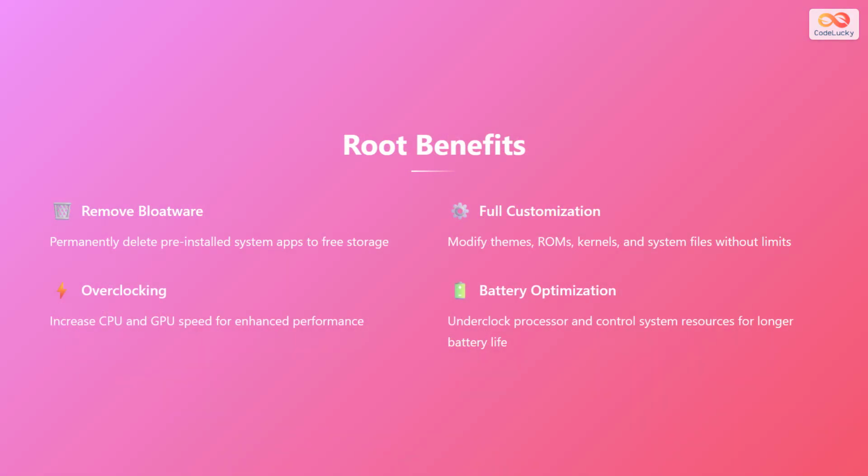Rooting an Android device also provides significant benefits. You can remove bloatware, which are pre-installed system apps from manufacturers that you don't want, giving you more storage. You get full customization where you can modify themes, install custom ROMs, change kernels, and alter system files. You can overclock your processor and graphics card to increase performance. And you can underclock your processor to optimize battery life and control system resources more efficiently.